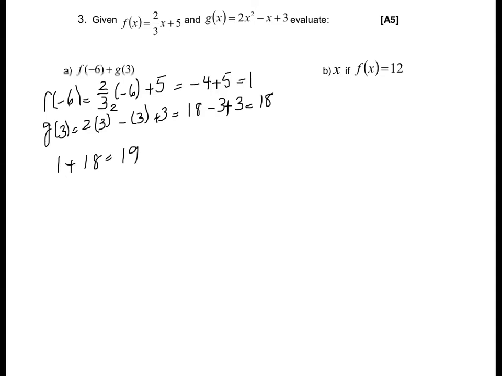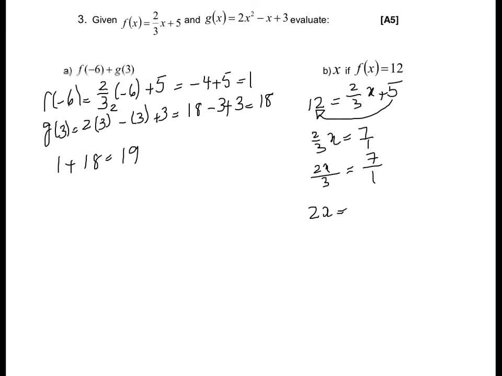The next part, part B, says find x if f of x is 12. F of x is 12, so this means I replace f of x with 12, 2 over 3 x plus 5. I have to solve this one. I move this 5 to the left, so I get 2 over 3 x is 12 minus 5, which is 7 over 1. This is the same as 2x over 3 is 7 over 1. Cross multiply, I get 2x times 1 is 2x, 7 times 3 is 21. Divide both sides by 2. And then x is 21 over 2.